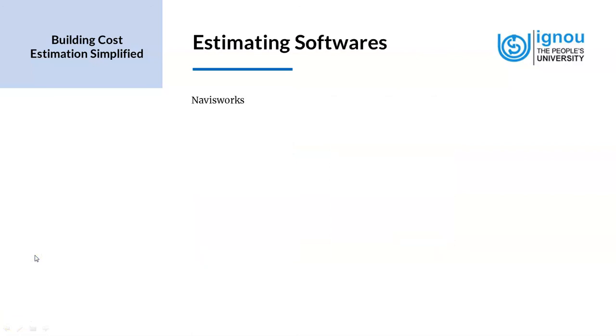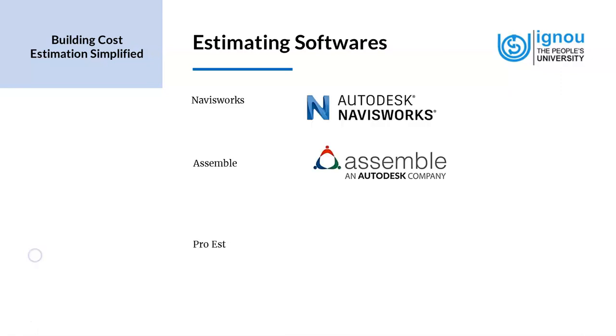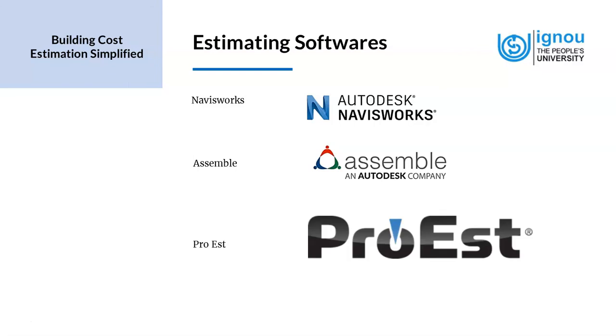Now we look at the estimating softwares. Navisworks, Assemble, Provest. These are some of the estimating softwares. Navisworks and Assemble are two products of Autodesk and are useful for estimators. This is for information only. We will not be covering either of these softwares in our course. If you are aware of other softwares, probably AutoCAD is a handy software for estimators. And if you are aware of other softwares which are useful for estimators, please leave your comments in the discussion forum.